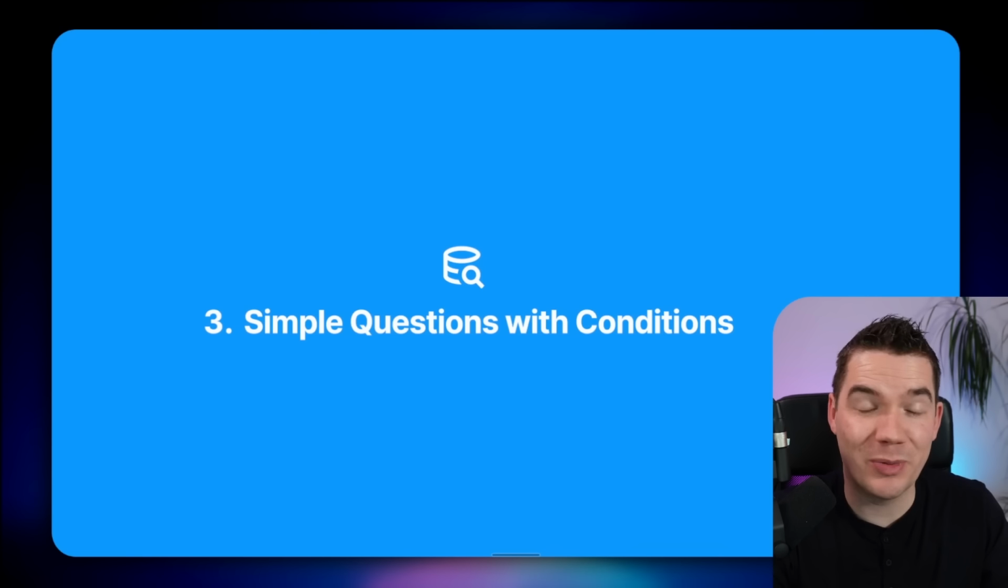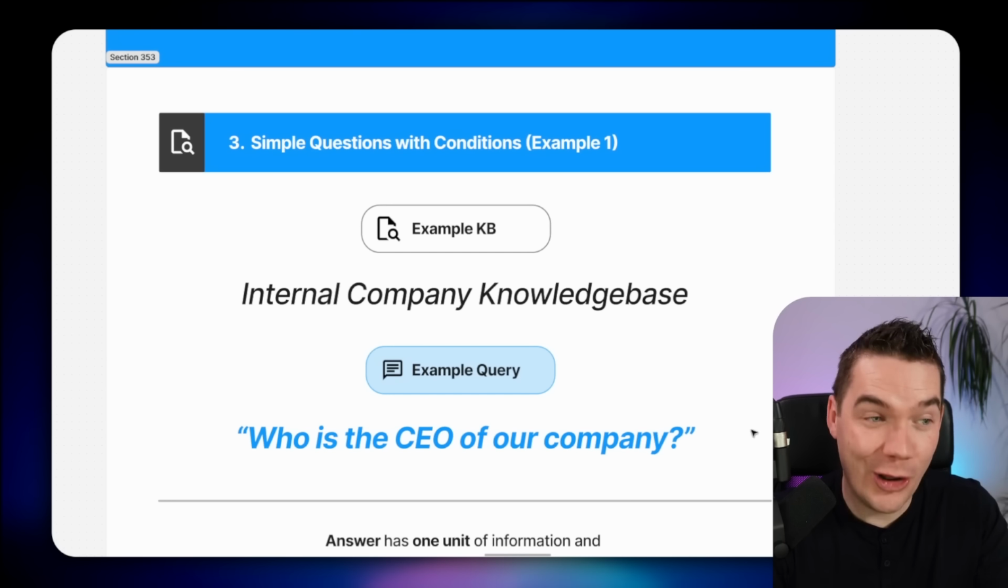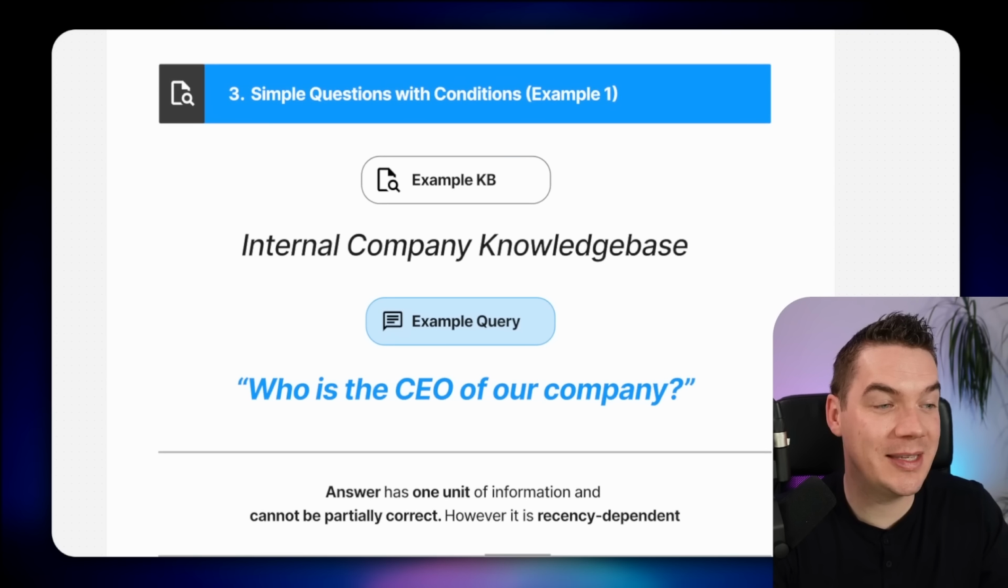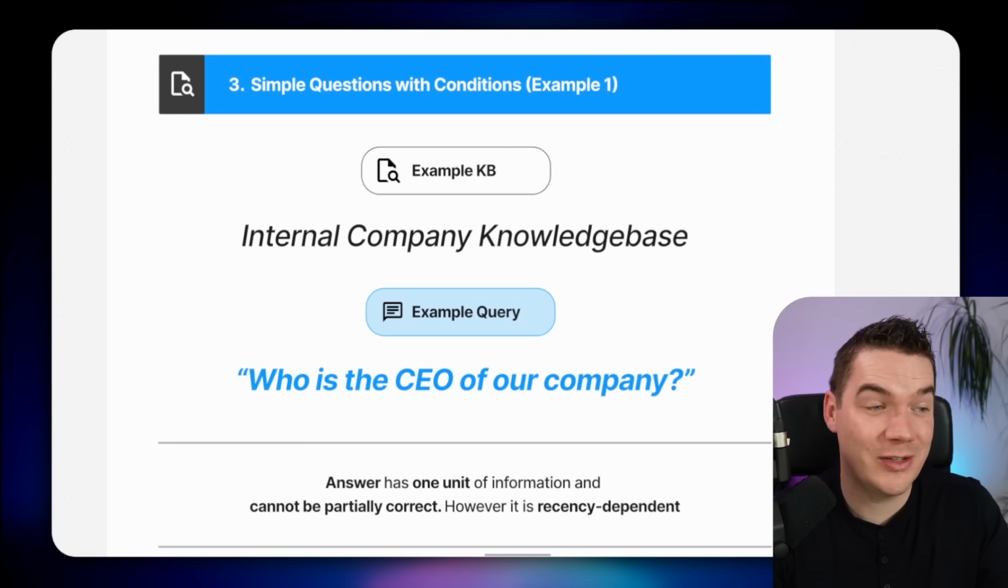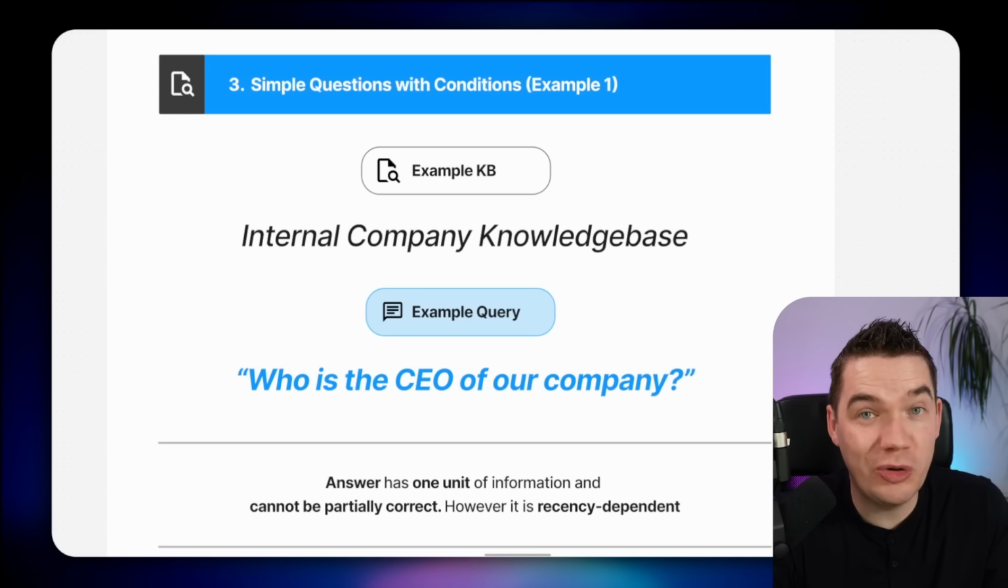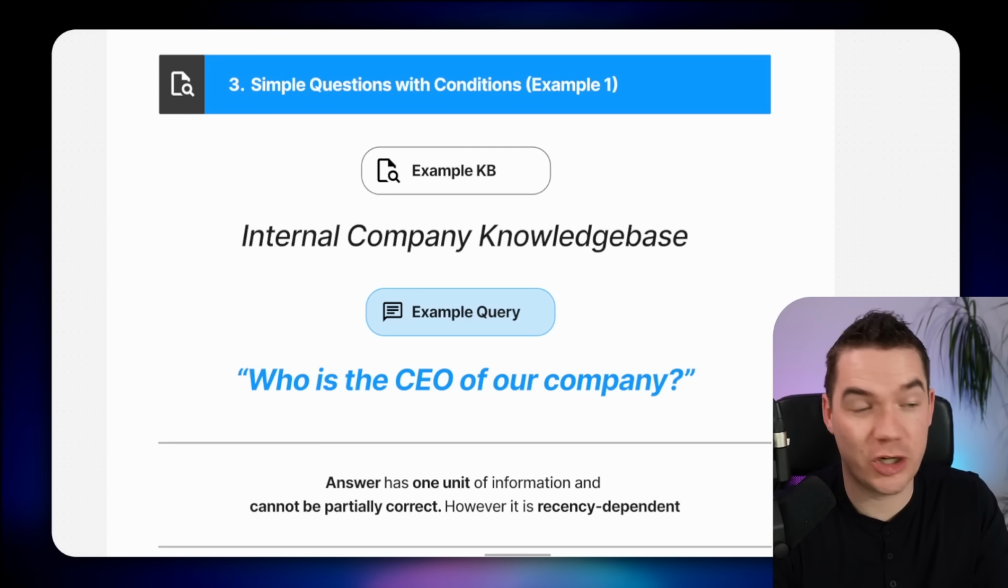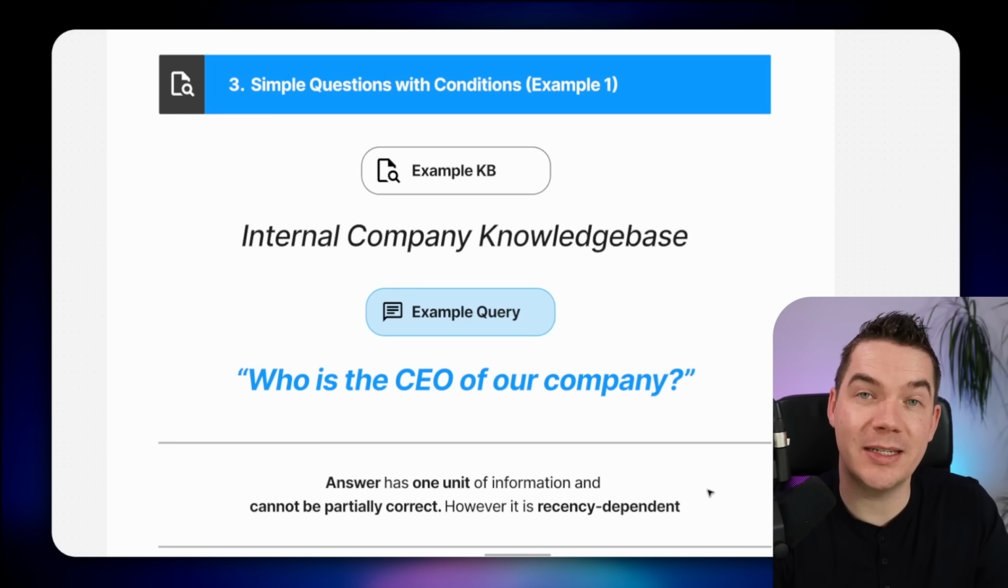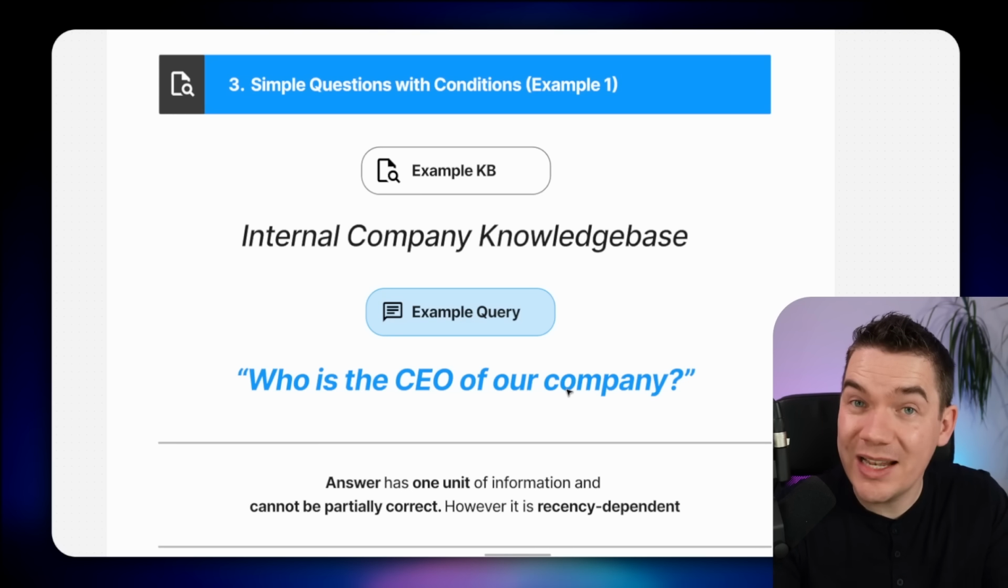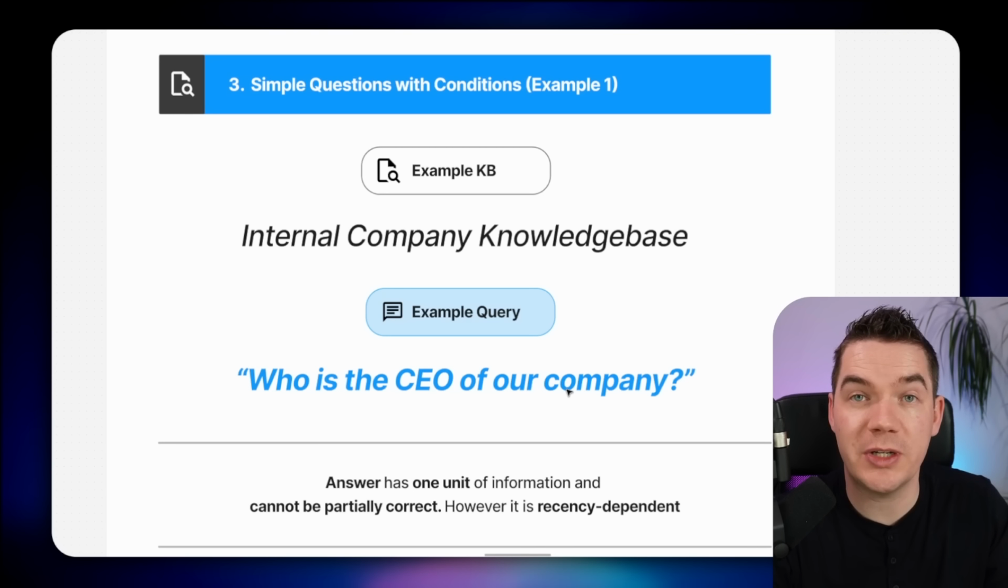But not all simple questions are simple, they can have conditions. Here we have what looks like a simple question: who is the CEO of our company? So we should be getting an answer with 1 unit of information. It can't be partially correct, but there's a catch, which is it's recency dependent. This company might have had 10 CEOs over the last 20 or 30 years.